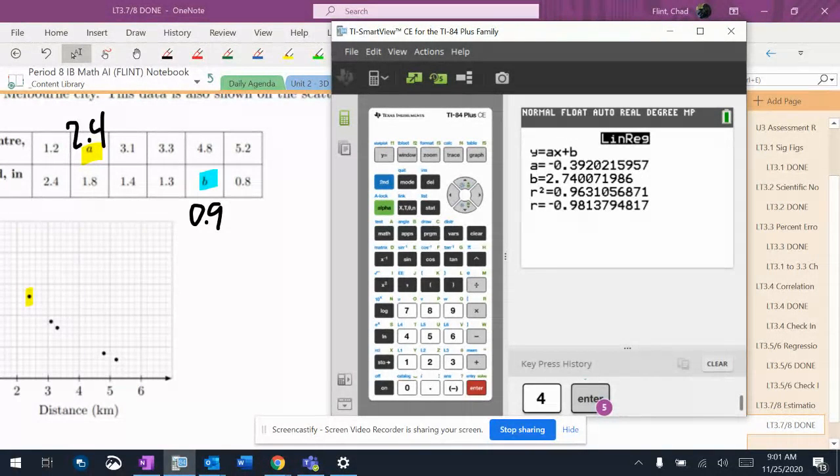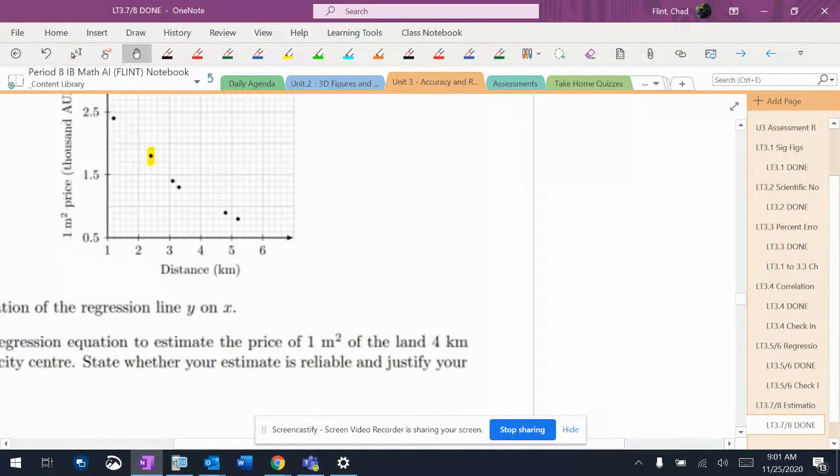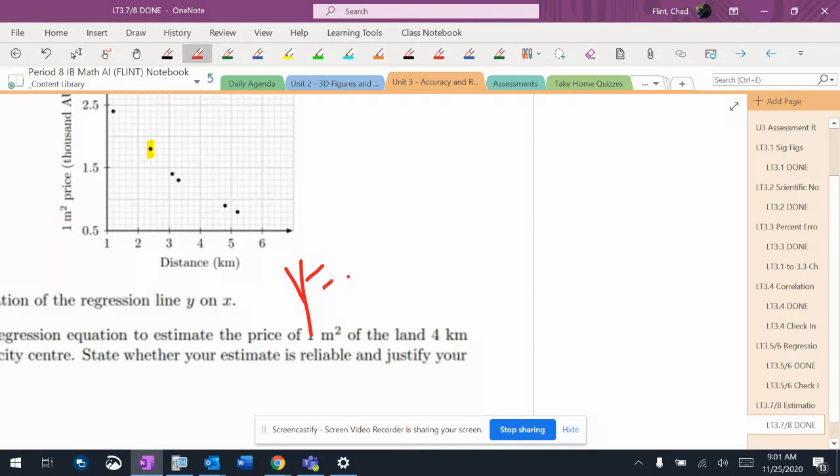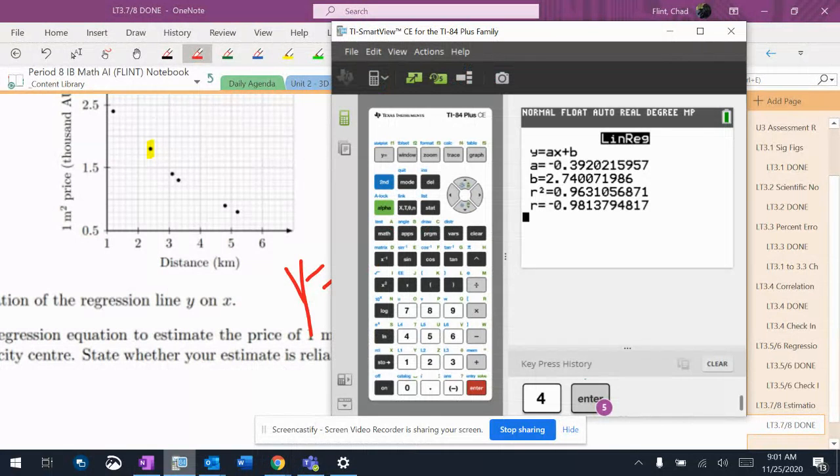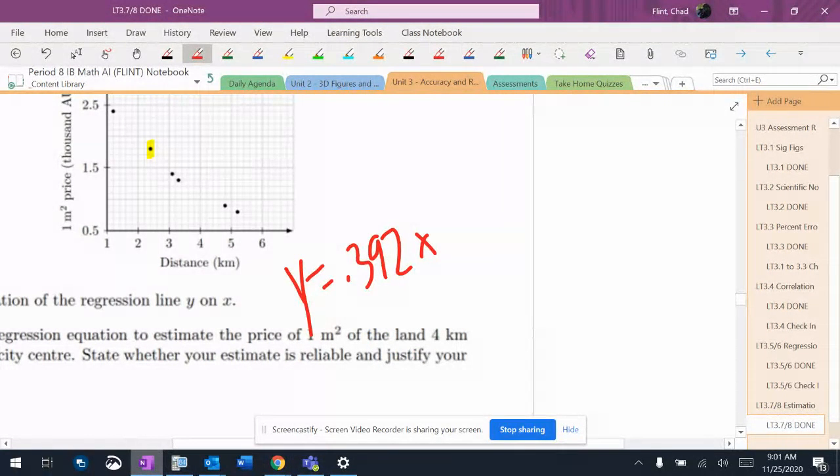All right, so then my slope is 0.392. So my regression equation is y equals 0.392x. 2.74 is my y-intercept. So plus 2.74.